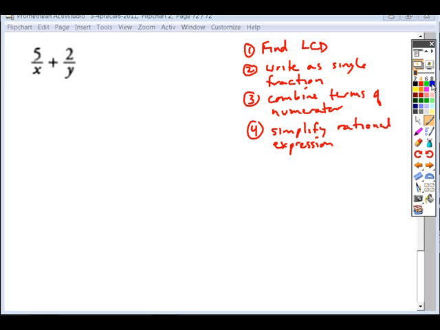Example, I'm going to show you the way that you were probably exposed to it, and then I'll show you just the way I explain it. You'll see the process is exactly the same, just the terminology might be a little bit different.